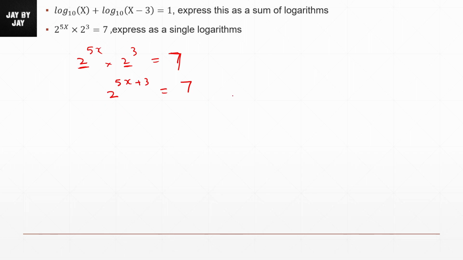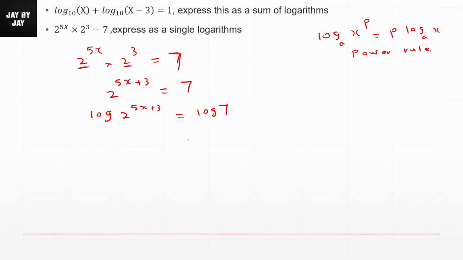So we can apply log a to the x power p equals p log a to the x, the power rule, right? This is called the power rule. You can apply this one. So therefore, take the logarithm on both sides: log 2 to the 5x plus 3 equals log 7 here.